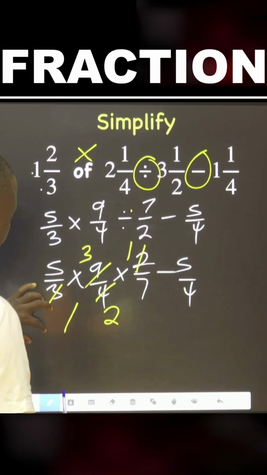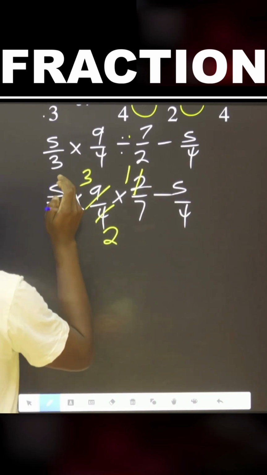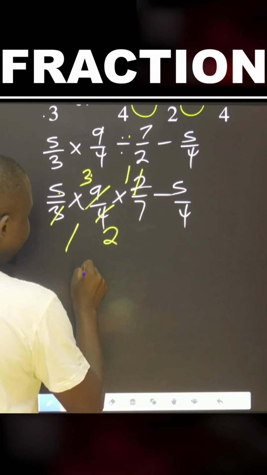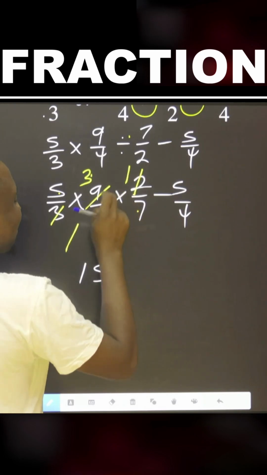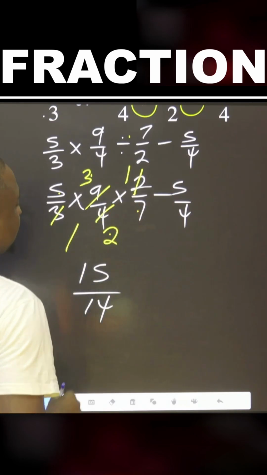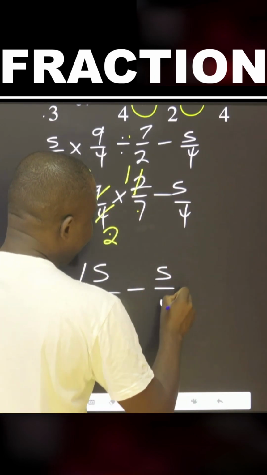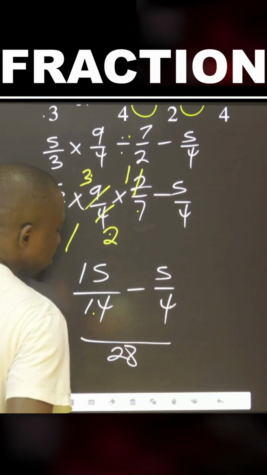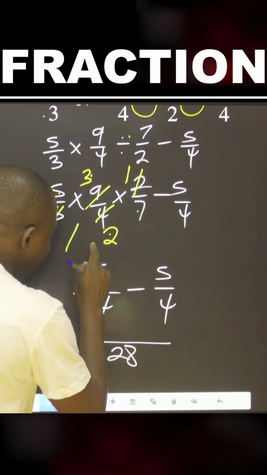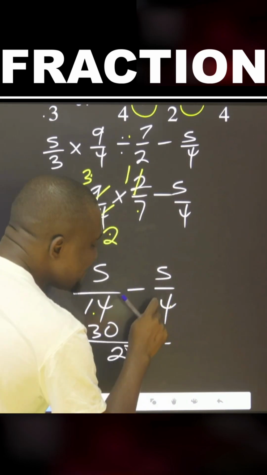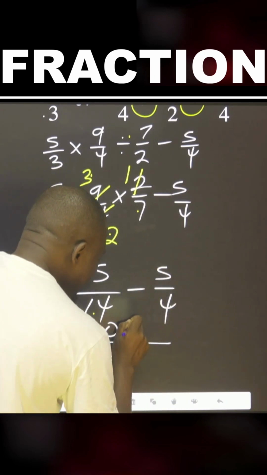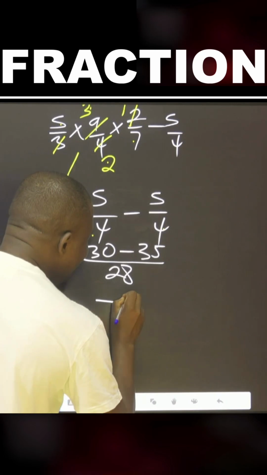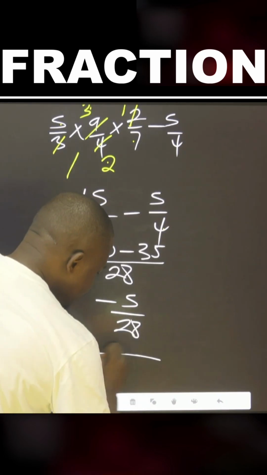Okay? Now we can come here to say 5 multiplied by 3. That is 15. Over 2 multiplied by 7. That is 14. Minus 5 over 4. What is the LCM between these two? Is 28. This divided by this is 2, multiplied by this is 30. 28 divided by 4 is 7, multiplied by this is 35. Okay? That is to say, we have minus 5 over 28. That is the answer.